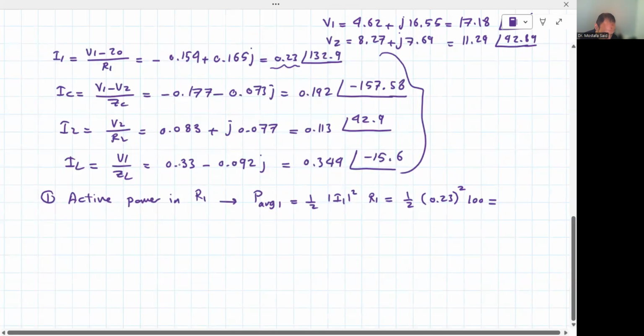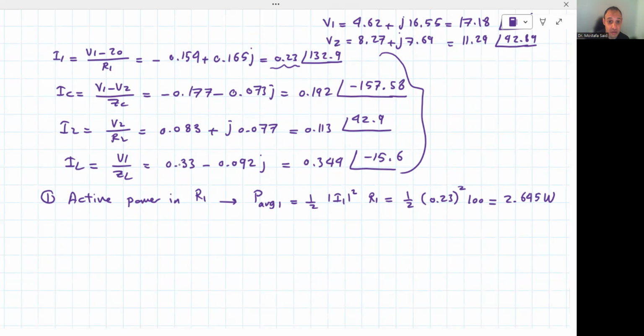If you do this calculation, that should be 2.645 watts. Of course, you might not get exactly that, maybe 2.64. You might get like 2.55, because again, with these really complex calculations, you're going to have rounding. You're going to have maybe 0.1 difference, so you should accept that. Should be close, basically.